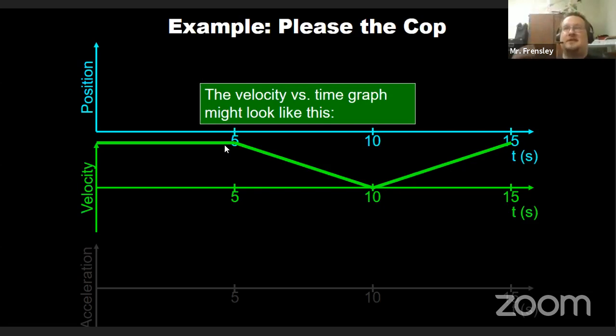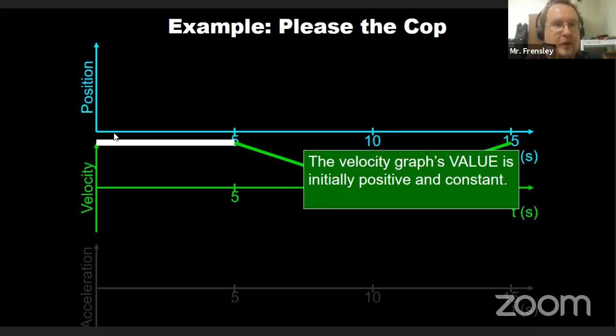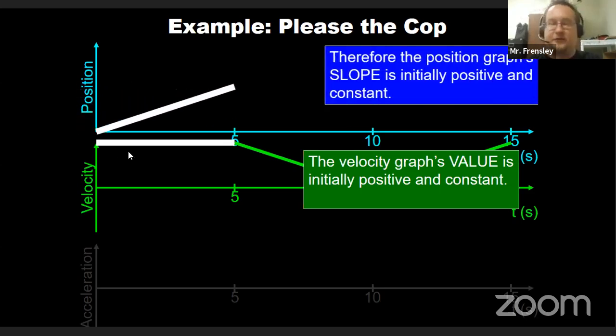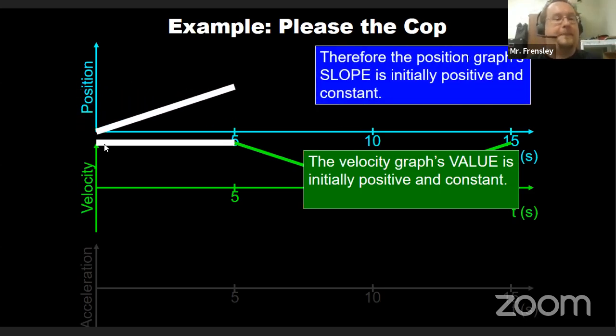So let's change this velocity graph into a position graph. How would I do that? Here's what I'm thinking: velocity is the slope of a position graph. This velocity is constant and positive, so I need a constant positive slope. How do I make a constant positive slope on the position graph? Constant positive velocity, constant positive slope. That's just going to be a straight line with positive slope.